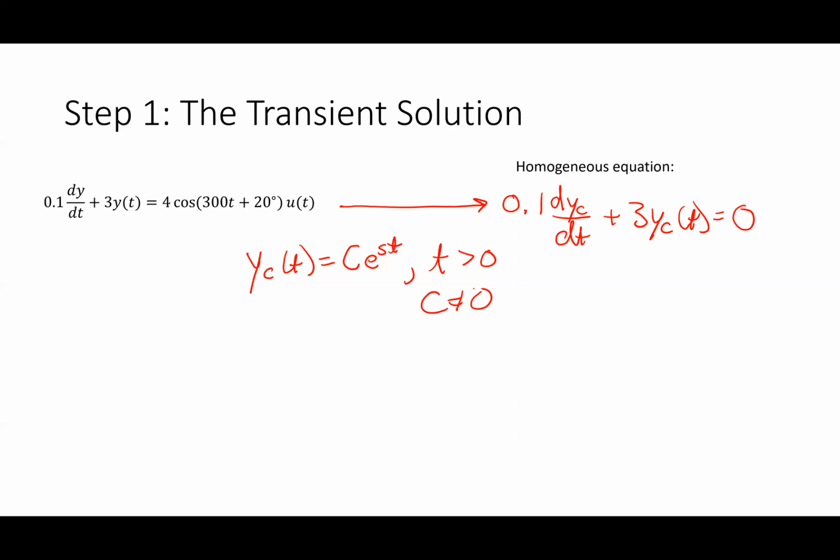Plug that in, and I'm going to end up with 0.1 s plus 3 equals 0, like that. I'm going to skip right to that because I think you guys know what's going to happen every time. My s is going to equal -3 over 0.1, just like I wanted it to, which is, I think, -30. Yeah, -3 over 0.1. So we got that.